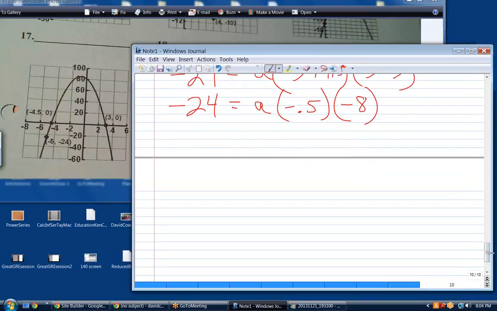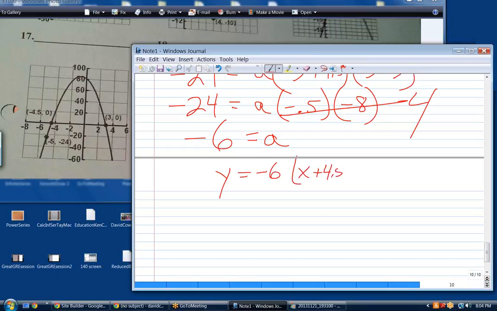Yeah, so that turned into positive 4. So negative 24 equals 4A. Okay. And then divide both sides by 4, A equals negative 6. And again, good thing we have a negative sign because we see that it opens down. So what's our final equation in intercept form? Y equals negative 6 times (x + 4.5) times (x - 3). All right.